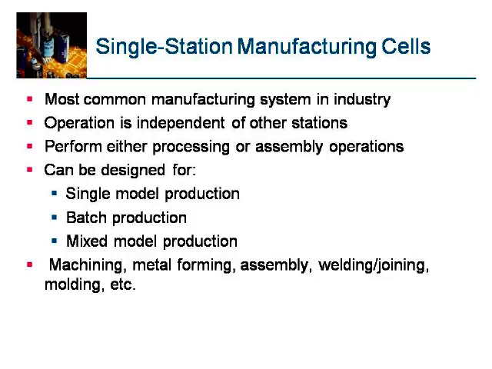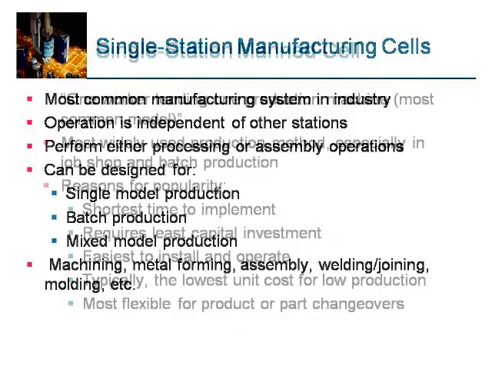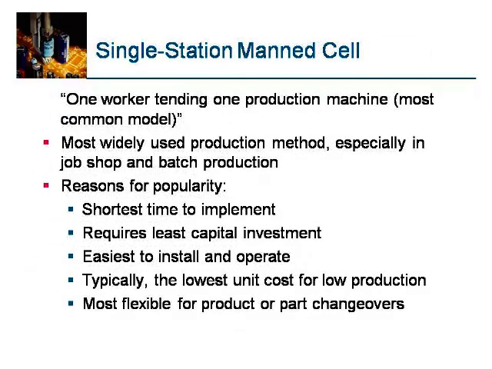Operation is independent of other stations. Performs either processing or assembly operations. Can be designed for single model production, batch production, or mixed model production. Machining, metal forming, assembly, welding, joining, molding are the operations being performed. Single station manned cell, one worker tending one production machine, is the most common model.